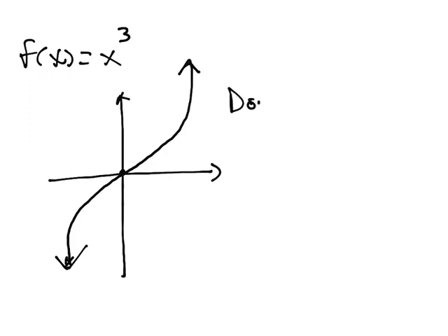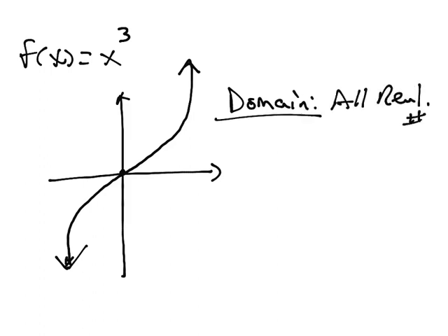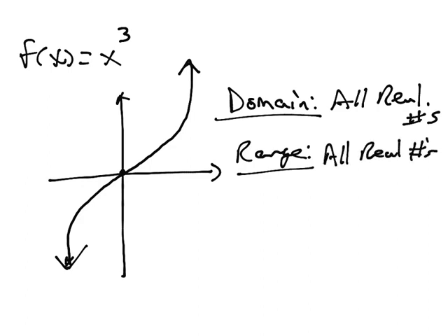Its domain is all real numbers, because again, there's no division by the variable, there's no root of the variable. And the range in this case is also all real numbers. Every number that you could possibly pick on the y-axis, there's a corresponding point on the graph that has that output. So we get both positive and negative outputs here because we're cubing it.